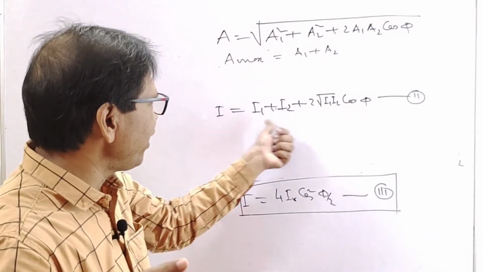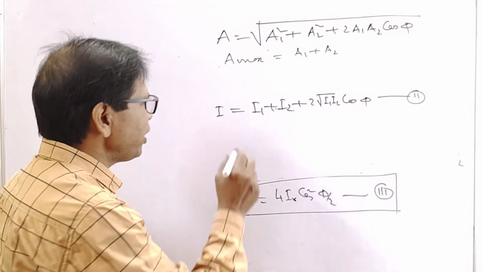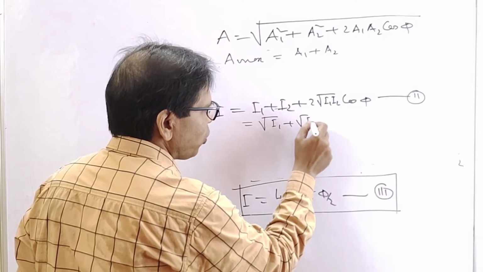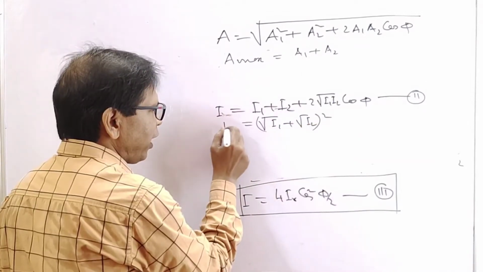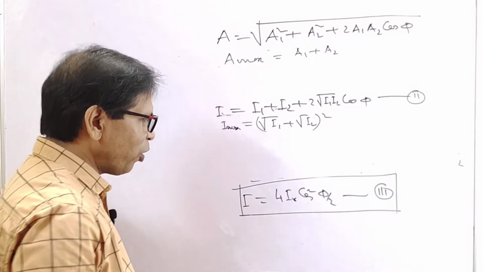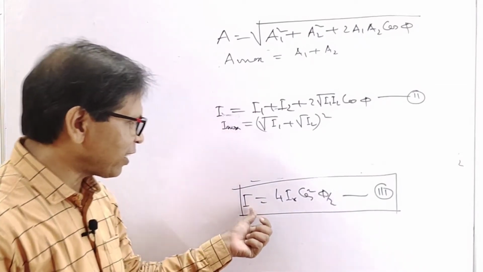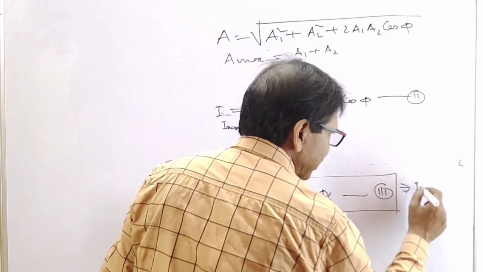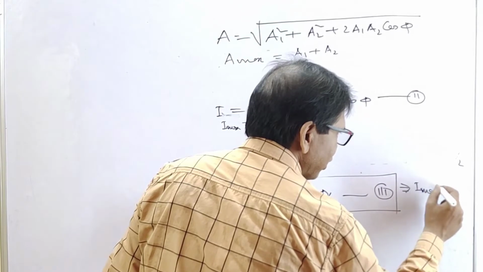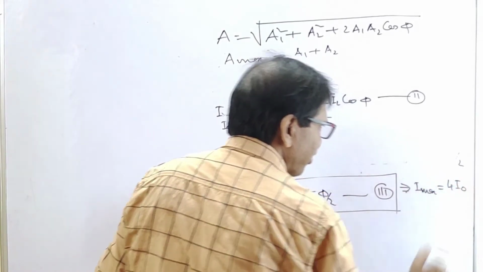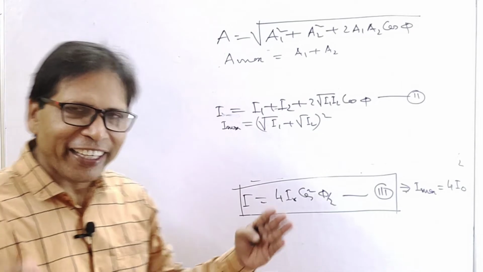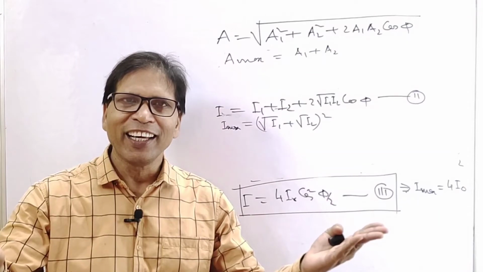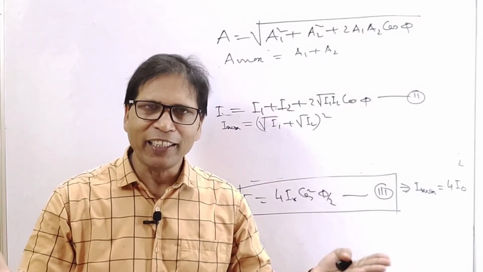Now look at this, here cos phi 1, so this becomes (root of I1 plus root of I2) whole square. This is the I max. Now here, I max is the minus 1 whole square, so I max is equal to 4 I naught. Okay, understood? Now for destructive interference, the phase difference is an odd multiple of pi, that is pi, 3 pi, 5 pi, and so on.